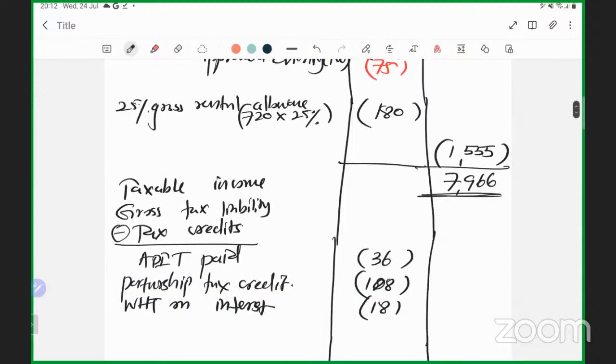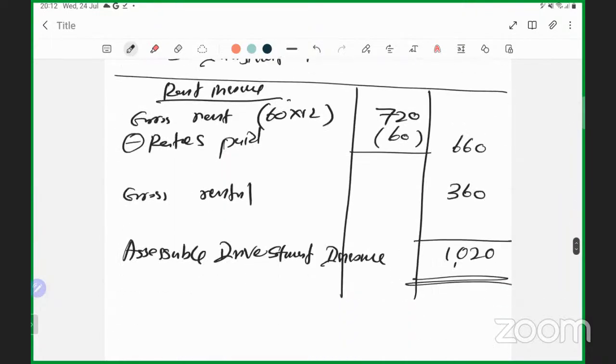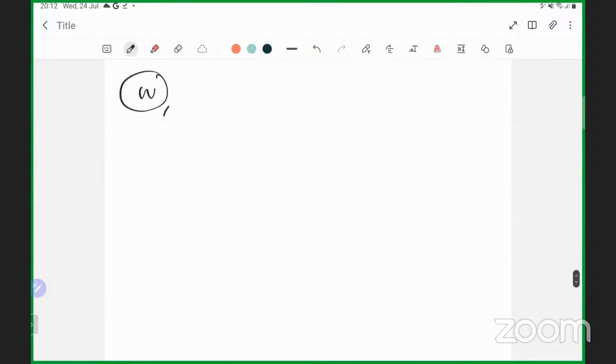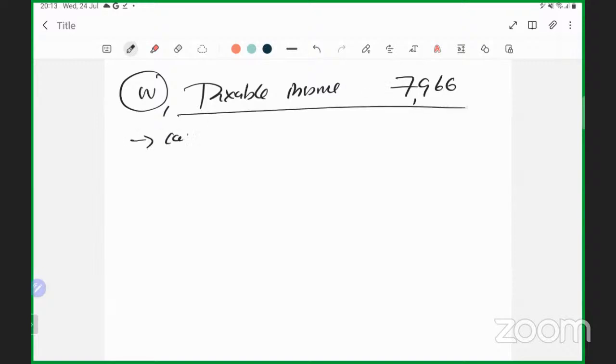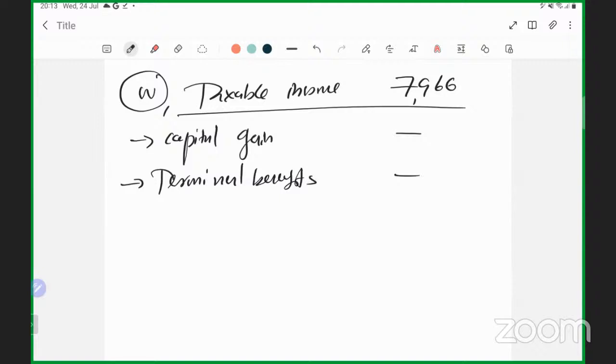Right. So now we have to calculate the gross tax liability. Here is how we can calculate it. You calculate the tax liability on the taxable income. Now here we have to evaluate whether there is any capital gain on this taxable income. If there was, you have to calculate it at 10%. If there is any terminal benefit, no need to worry about these things. I am just explaining them. No need to write these down when you are doing the calculation, just for your understanding.